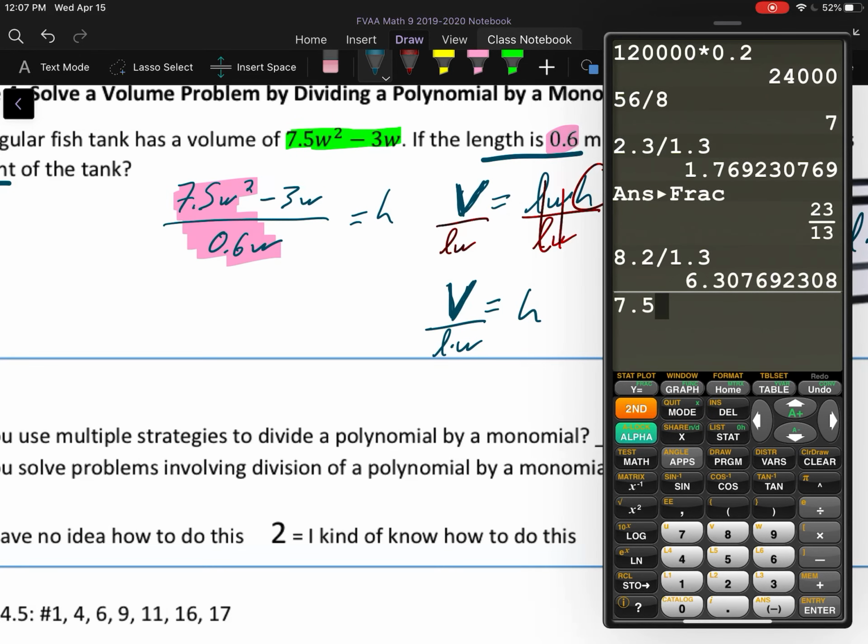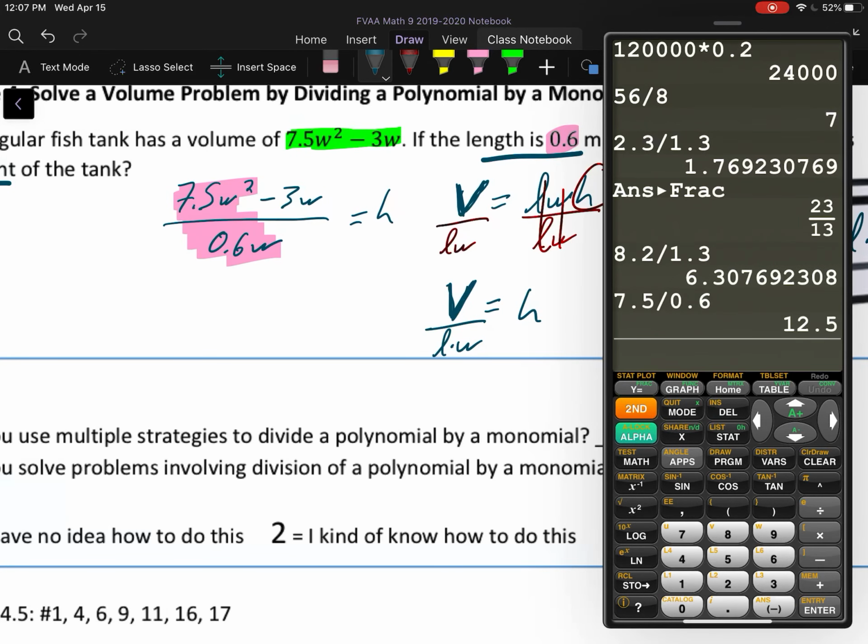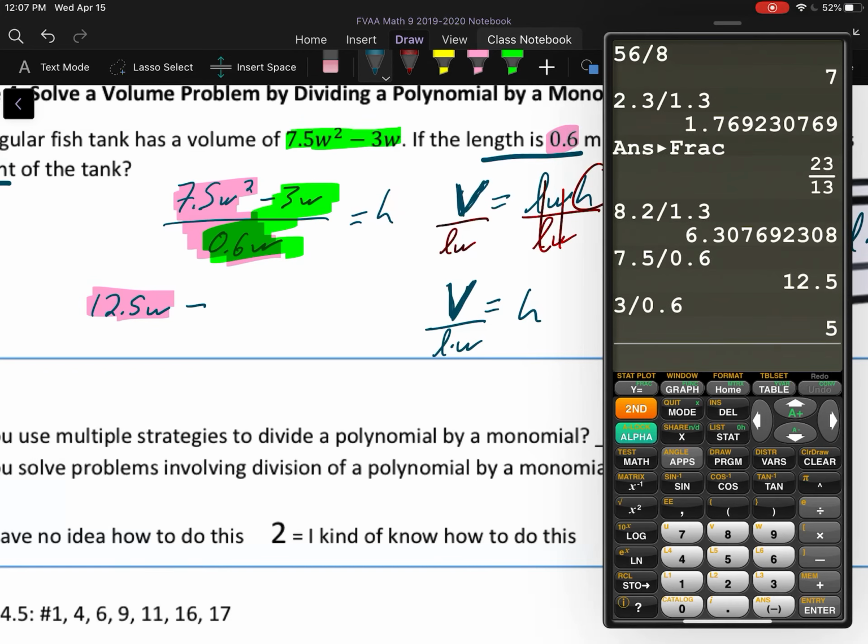So 7.5 divided by 0.6 gives me 12.5 w. Okay, that's what gives me this. And then it's minus 3w divided by 0.6 w. 3 divided by 0.6 gives me 5, minus 5, and the w's cancel out. And that would be my final answer. Okay, this would be equal to my height.